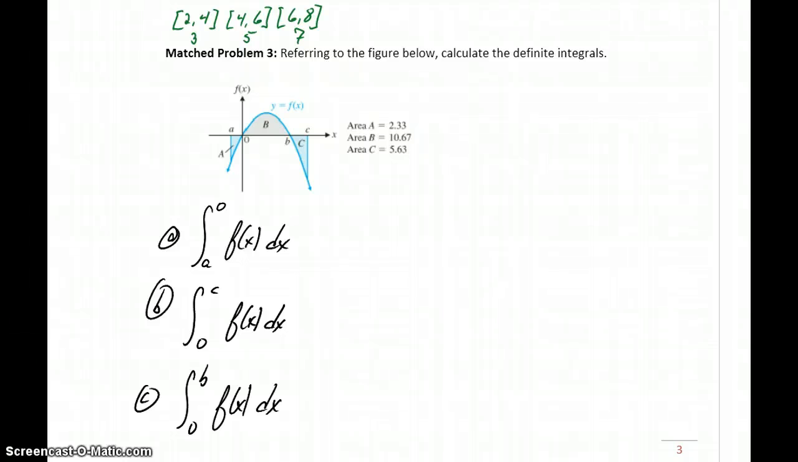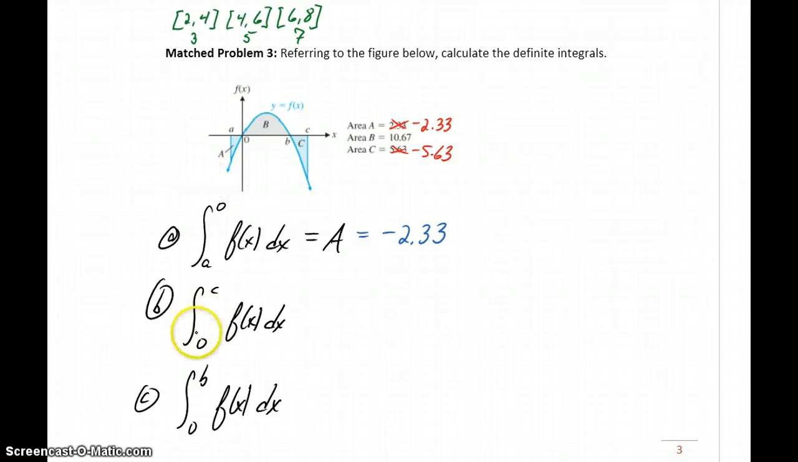So what we should note here before we get started is the idea that any areas that are below the x-axis should actually be treated as negative values. So this area A really should be negative 2.33, and area C should be negative 5.63. So when we look at evaluating the integral of f of x from a to 0, really what we're looking at is just that area capital A, which means our area is negative 2.33.